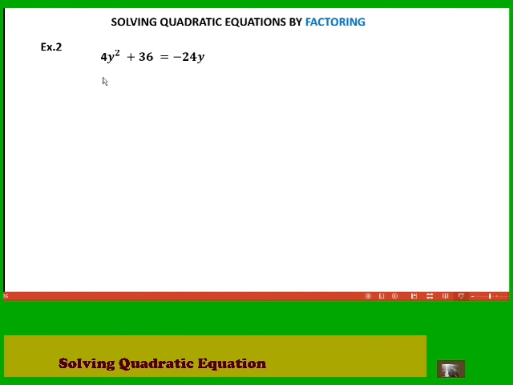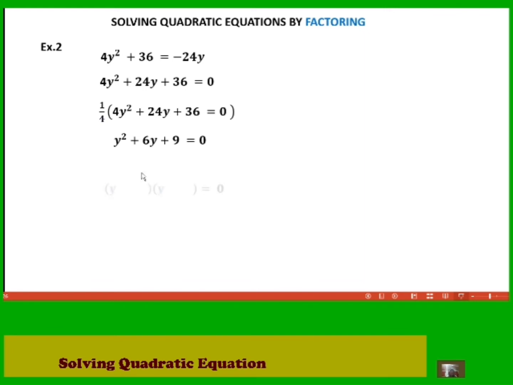Another example, 4y squared plus 36 equals negative 24y. Arrange the equation in standard form. We notice that 4 is a common factor in each term of the equation. We divide the whole equation by 4. So this is reduced to y squared. 4 is cancelled. 24 divided by 4 is 6. 36 divided by 4 is 9. So the equation is reduced to y squared plus 6y plus 9 equals 0.